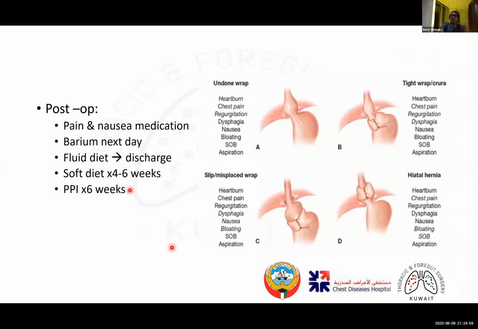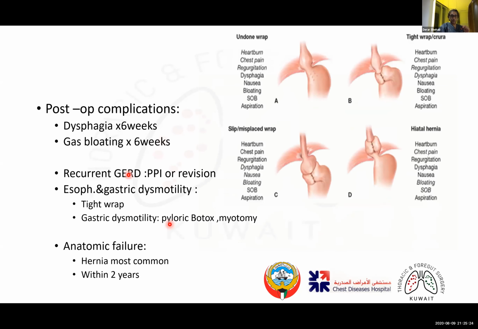All right. Usually post-operatively, I keep those patients on regular pain control and antiemetics. Next day, we'll ask for a barium swallow. If they pass the barium nicely, then I start them on a fluid diet, discharge them on a soft diet for 4 to 6 weeks, and I continue the proton pump inhibitors for another 6 weeks.